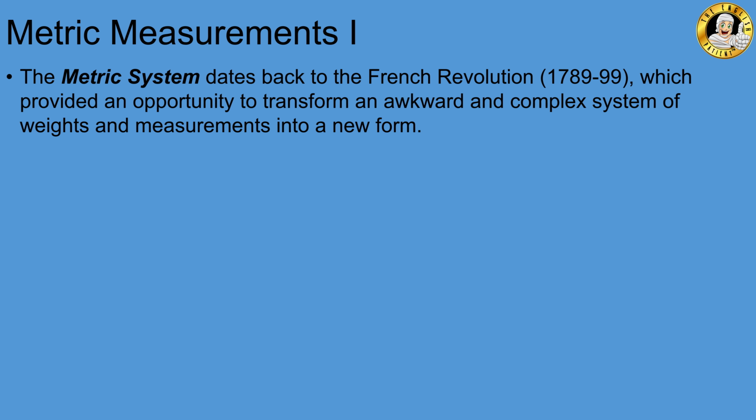Let's take a look at some applications of numbers, and we will begin by looking at metric measurements. Now, the metric system dates back to the French Revolution, which was between 1789 and 1799. And this actually provided an opportunity for the French to transform what was a very awkward and complex system of weights and measurements into a newer form.